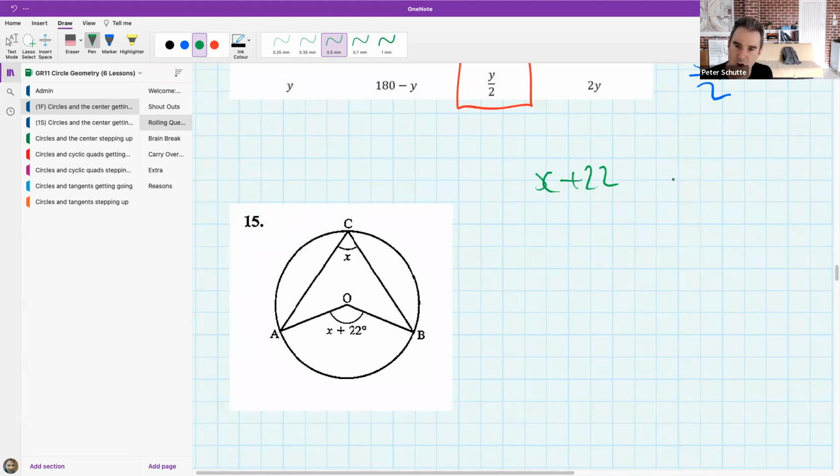So this is not true. X plus 22 is not equal to X. What I need to do is divide one of them by 2 to make them equal. Which one do I need to divide by 2? Do I need to divide the yellow side by 2, or the blue side by 2, to make these two things equal? Are you team yellow or team blue?